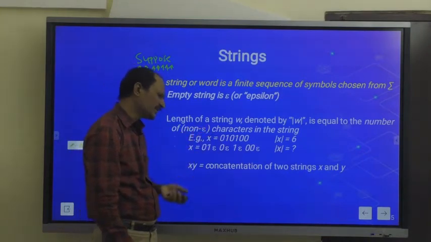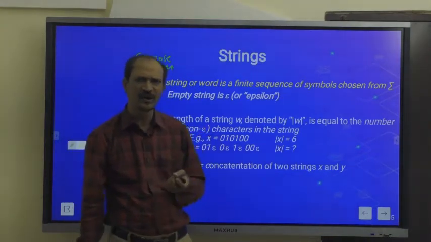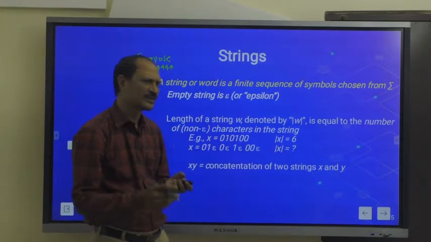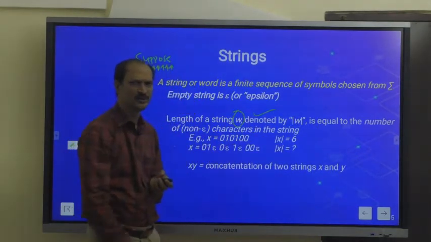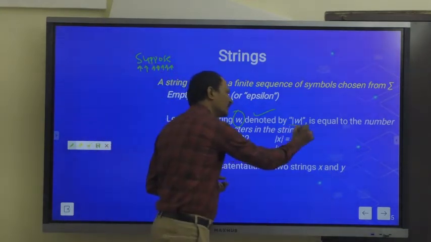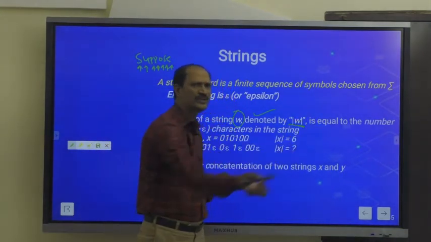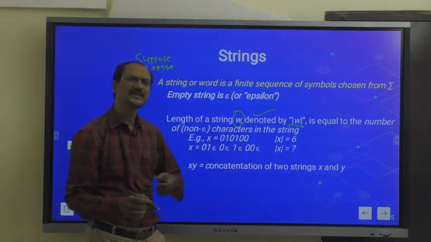So we can always represent the string or word in formal language and automata theory with a letter called W. And whenever I use the notation mod W, it is going to give the length of the string.